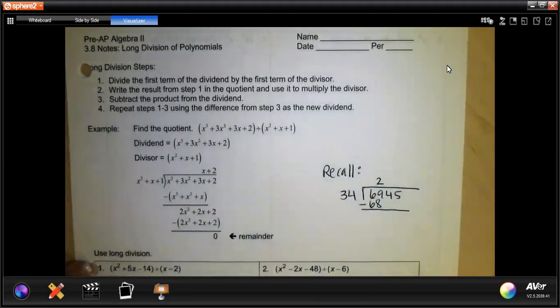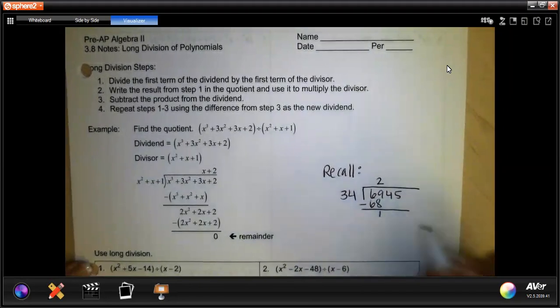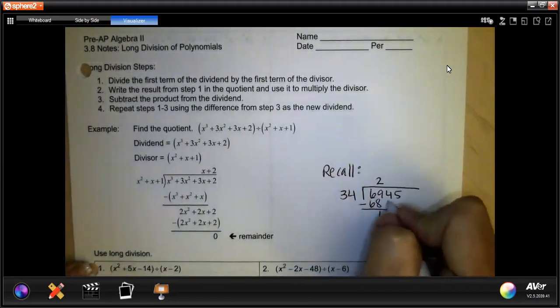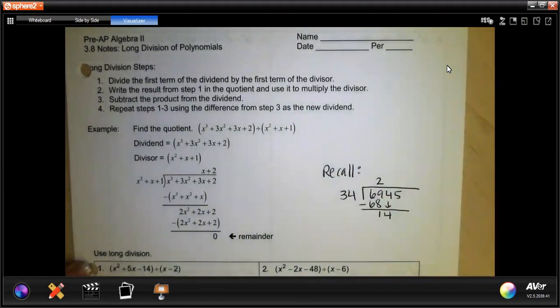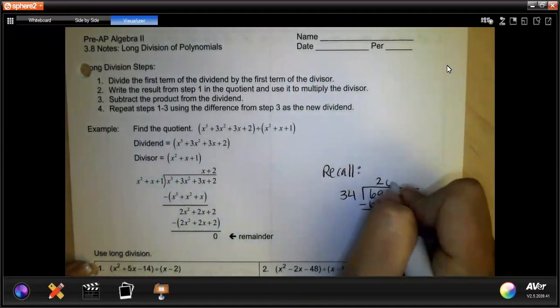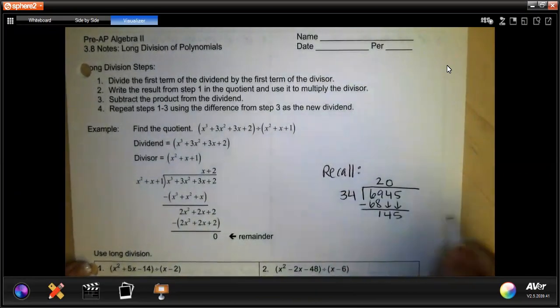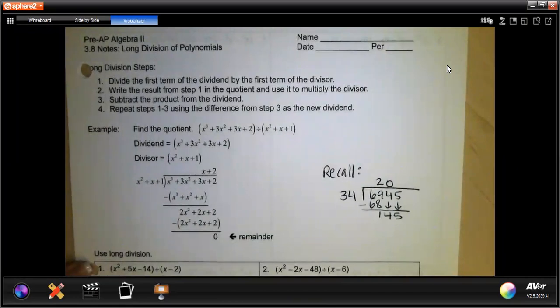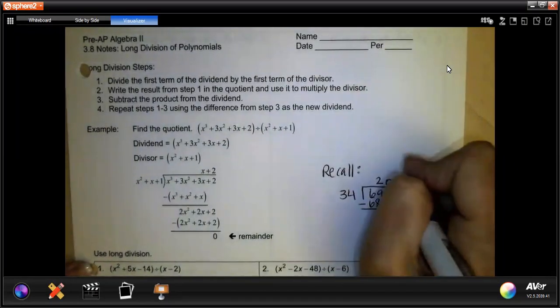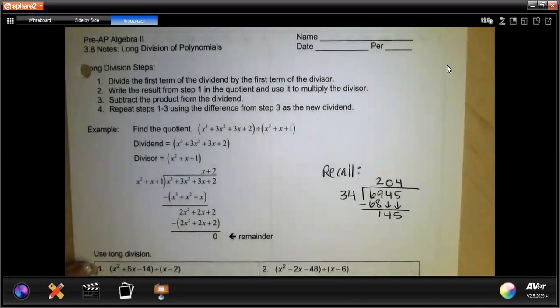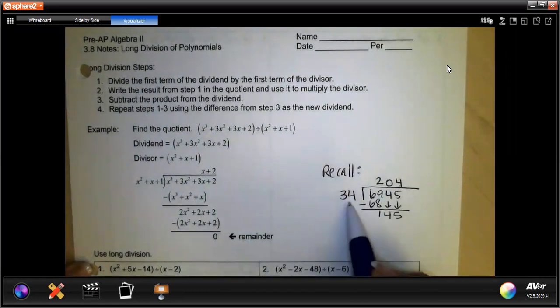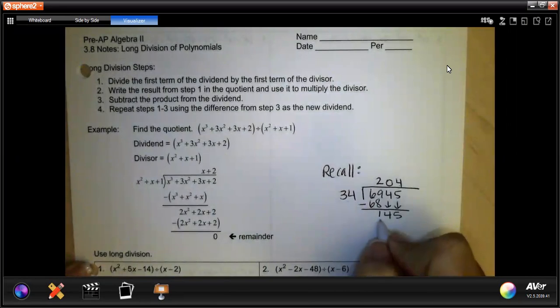And then we subtract that. 69 minus 68 is 1. We drop this 4. Now, 34 does not go into 14, so we would put a 0 over that 4 and drop the 5. And 34 goes into 145 4 times, so we would line up that 4 with the 5, and we would multiply 4 times 34 to get 136. We then subtract.